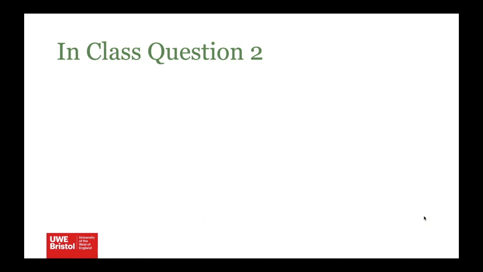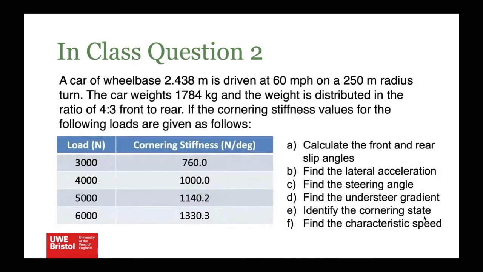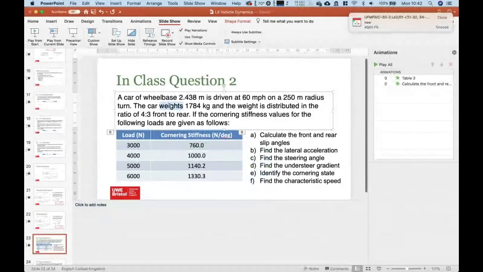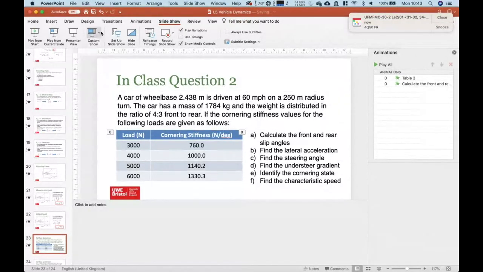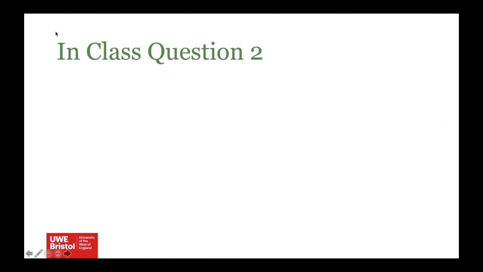Like I said, there are 2 in-class questions. I can do a video of them. With this question, we've got a wheelbase of a certain value. It's driving around a corner of 250 meter radius at 60 miles an hour. You've got a car mass of 1784 kilograms, and the weight is distributed front to rear in a ratio of 4 to 3.